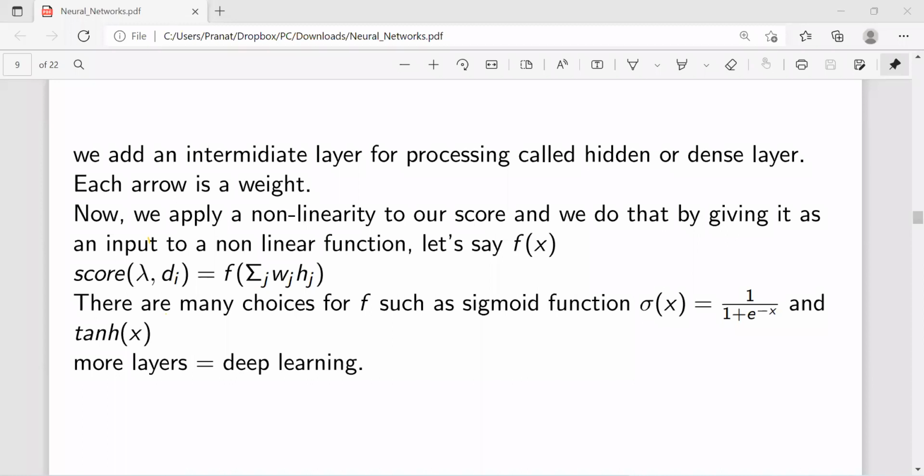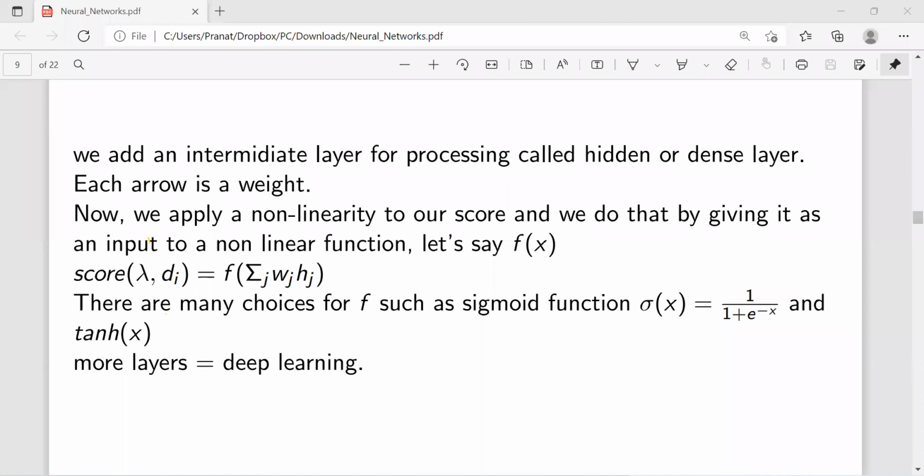Okay, so let's talk about what a neural network is. The neural network is, of course, made up of neurons like this. This is our input layer, and this is our output layer, right? Only one neuron has our output. And then we add what's known as a hidden layer between the input layer and output layer, which is also known as a dense layer.